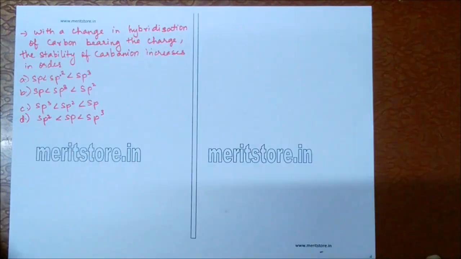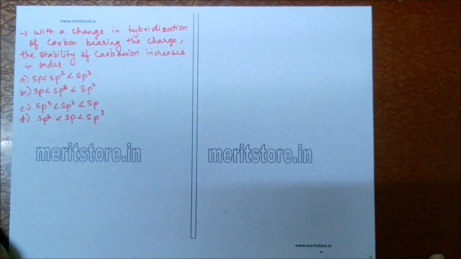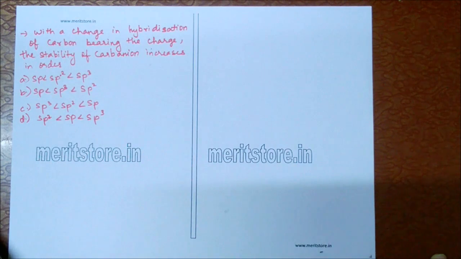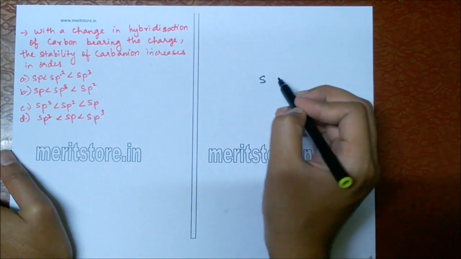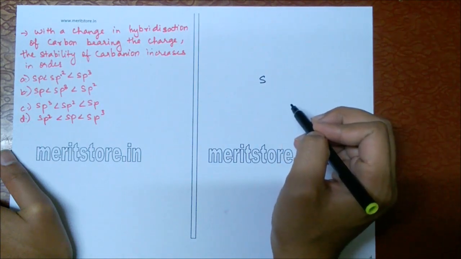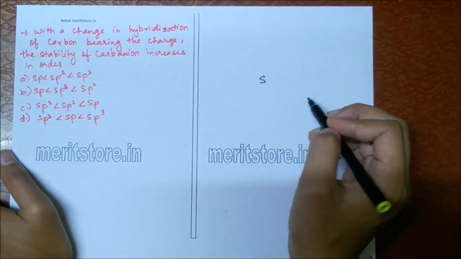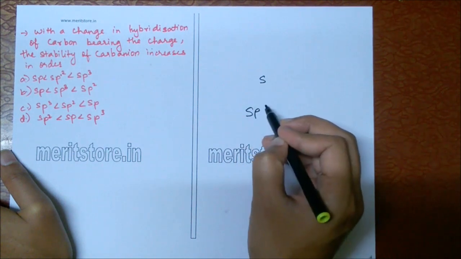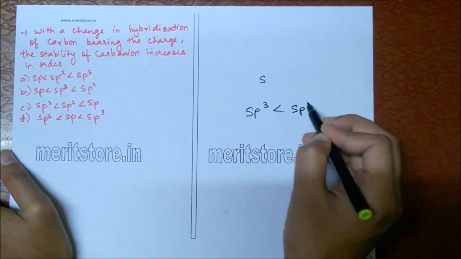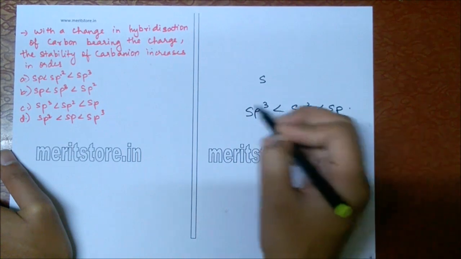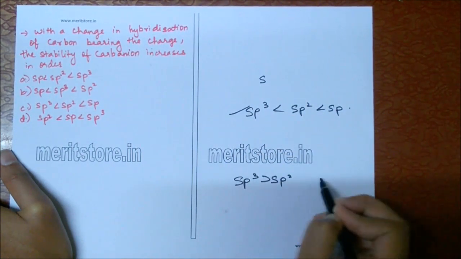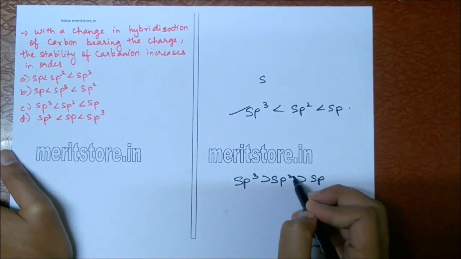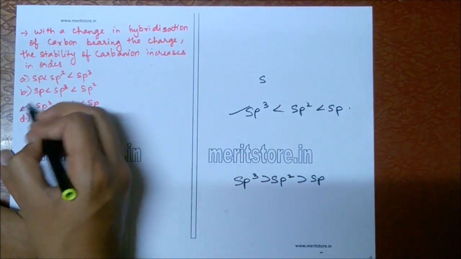With a change in hybridization of carbon bearing the charge, the stability of carbanion increases in the order. The stability of carbanion increases with increase in s character of the hybrid orbital of carbon bearing the charge. Hence the correct order is sp3, which is least, then sp2, then sp hybridization. So the correct answer is option C.